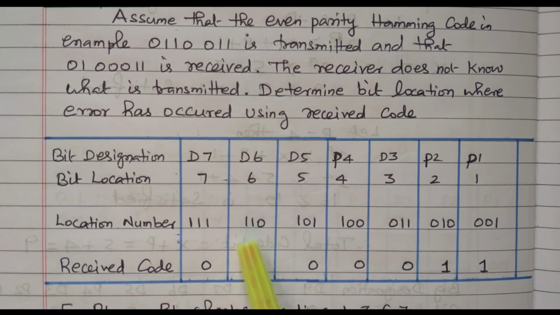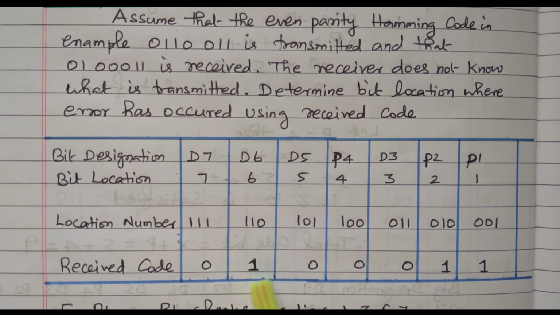In the 6th position, 1 is available, and in the 7th position also 1 is available in the MSB. So P4 will verify 4, 5, 6 and 7, right. Wherever 1 is available, it will be verified by P4. In 4, 5, 6, 7, only one 1 is available.